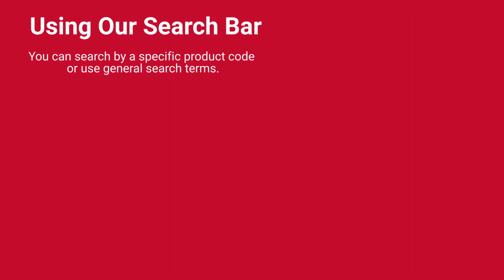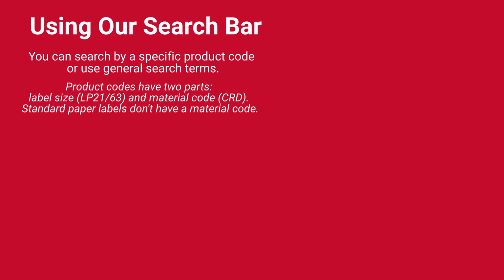Using our search bar, you can search by a specific product code or use general search terms. Product codes have two parts: a label size, like LP21/63, and a material code, like CRD. Standard paper labels don't have a material code.